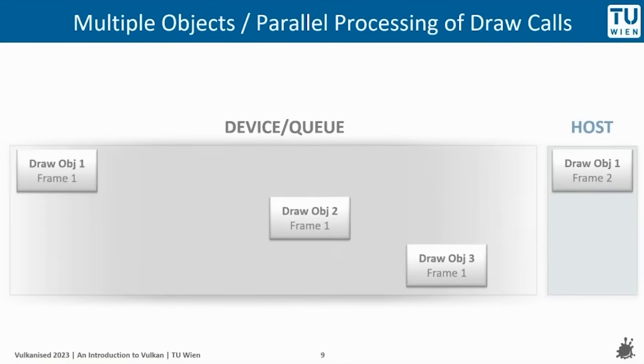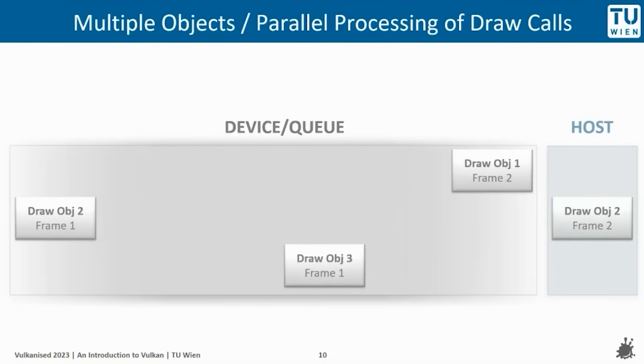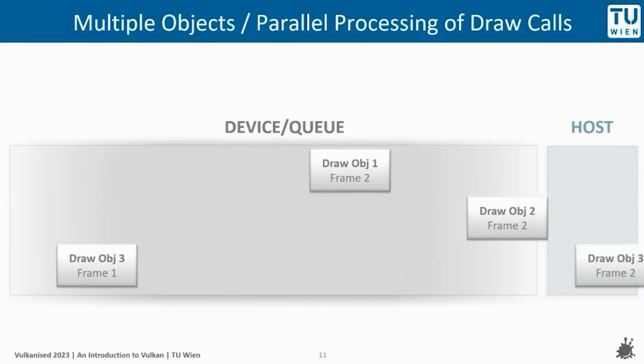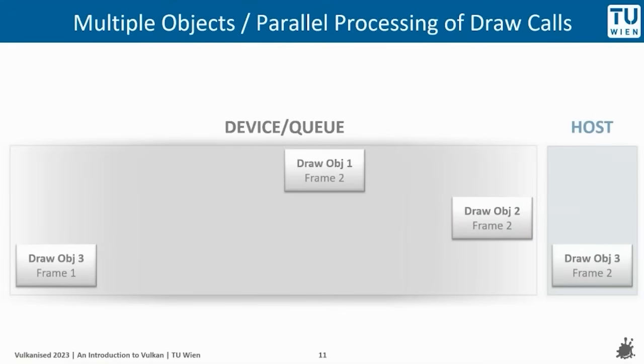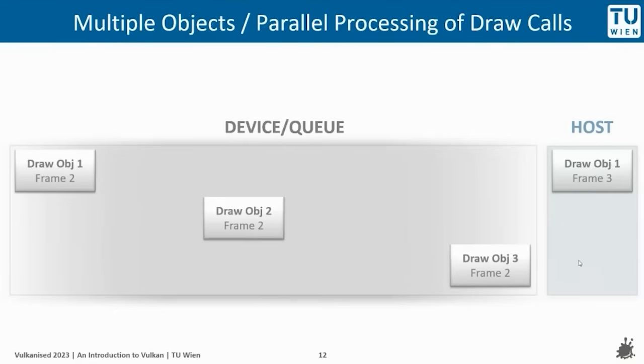The GPU would process all of them in parallel. And since we are striving for high frame rates, we are not stopping there, but constantly sending draw calls every frame. So the host is sending draw call after draw call after draw call for object 1, 2, and 3 every frame. So here we see the draw calls for frame 2. And now all the draw calls are submitted for frame 2. And the same for frame 3, as you can see in the host area.